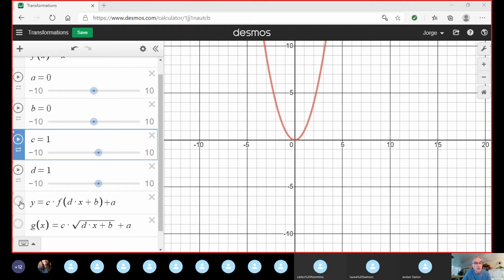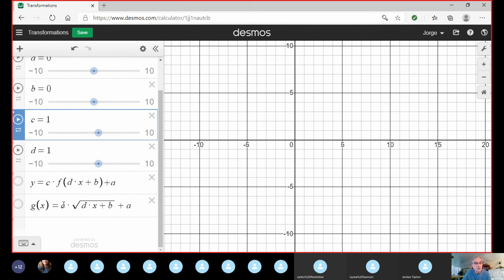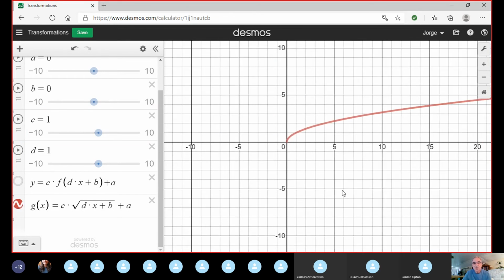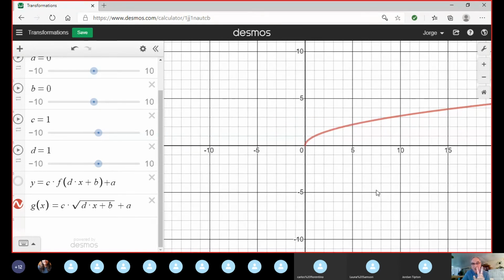Okay, wait a second. Let me remove this. I go to the square root function. This is a square root function, because in the parabola you don't see the effect very well. Suppose you are doing a reflection of the parabola, it stays the same. But in this case, no.